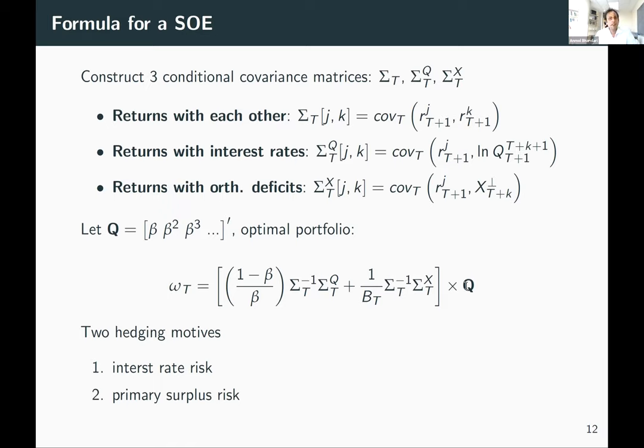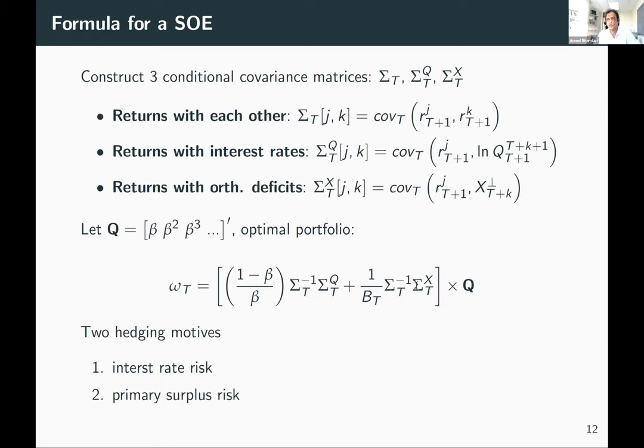The first thing you'll notice is that this portfolio does not have any excess returns in it. So unlike a typical Samuelson-Merton type portfolio, where you would have excess returns relative to risk, the portfolio here is just in terms of a covariance or ratios of covariances.